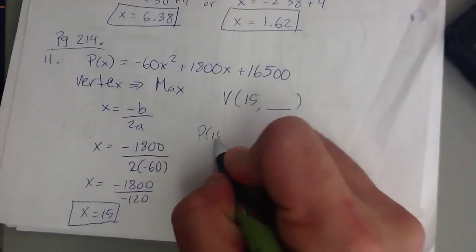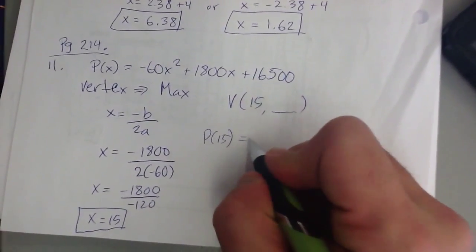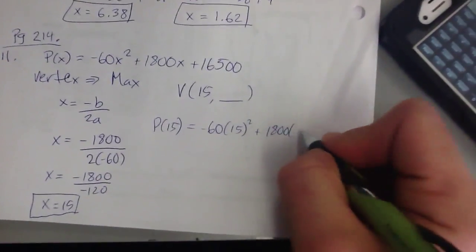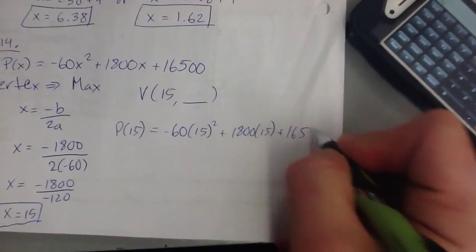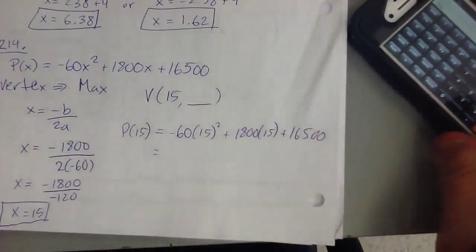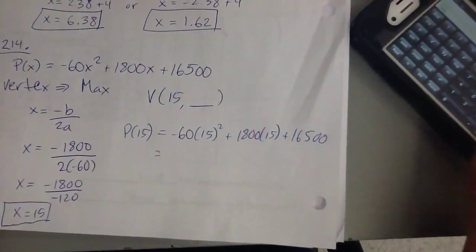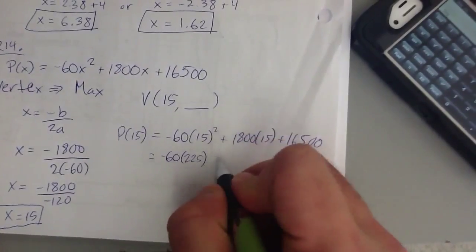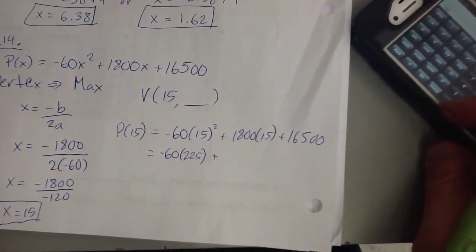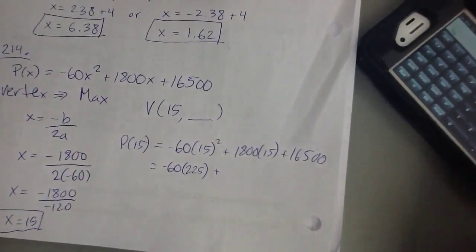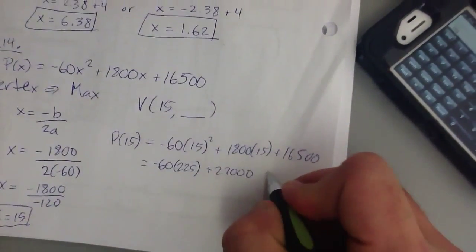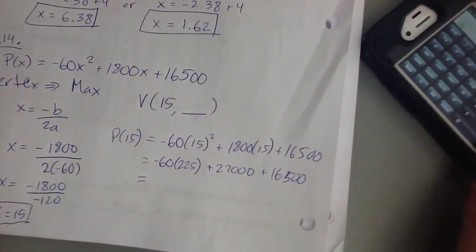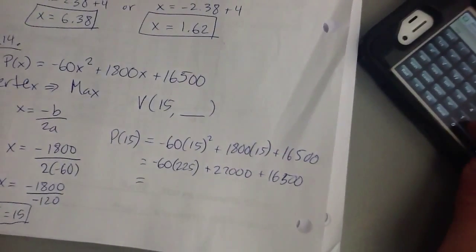So profit at 15 is equal to negative 60 times 15 squared plus 1800 times 15 plus 16,500. So when I do this, just remember that I should square first. So this is negative 60 times that squared, which is 225, plus, and then I can do 1800 times 15. That's 27,000 plus 16,500.